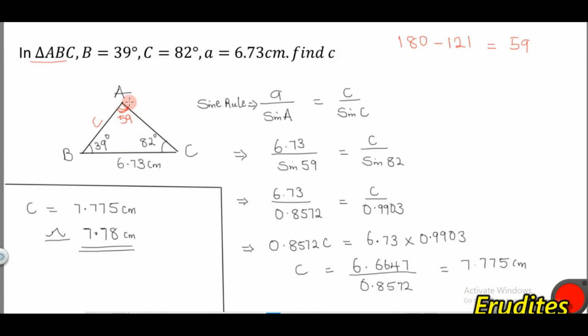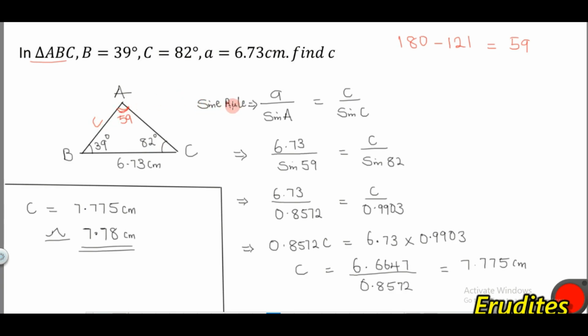So what did I do here? What I did here was just to look for this angle, knowing fully well that the sum of angles in a triangle is equal to 180. So this will be equal to 180 minus 39 minus 82. That will give us this angle A. So now I have angle A, I have the side of A. I have angle C, but I don't have the side of C. How do I find this out?